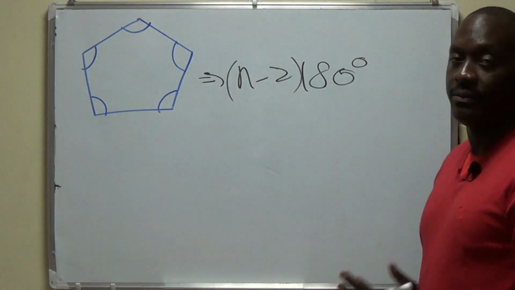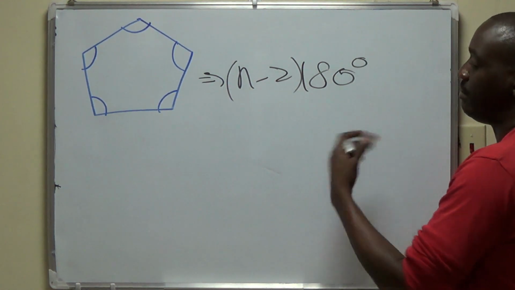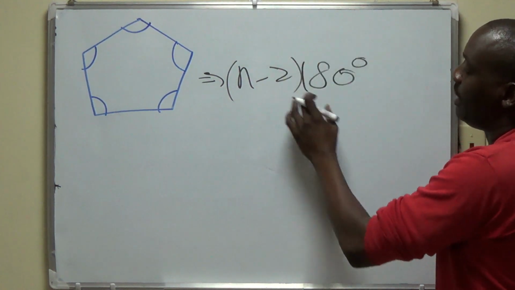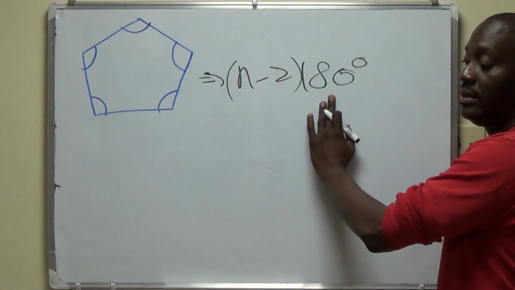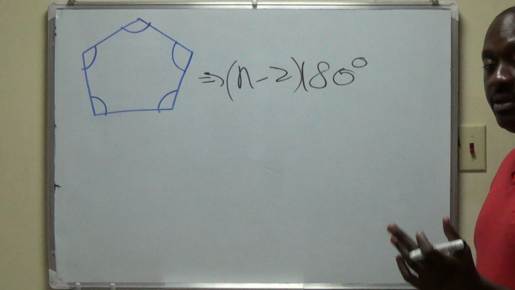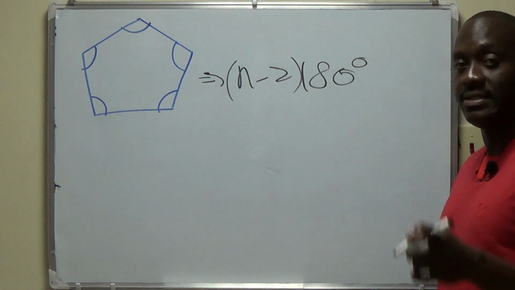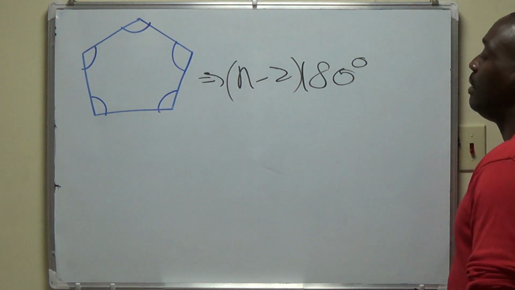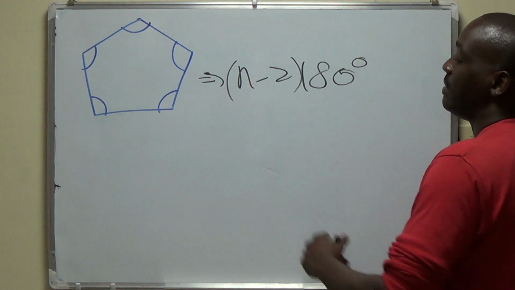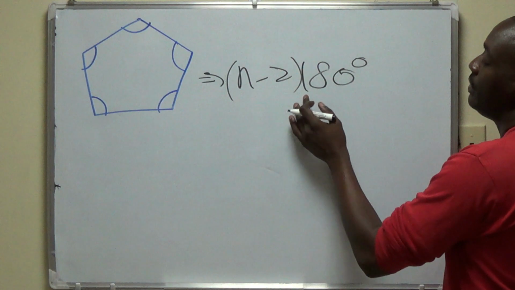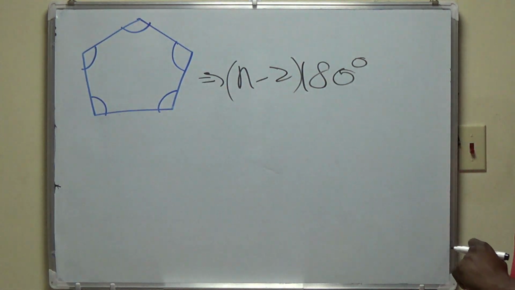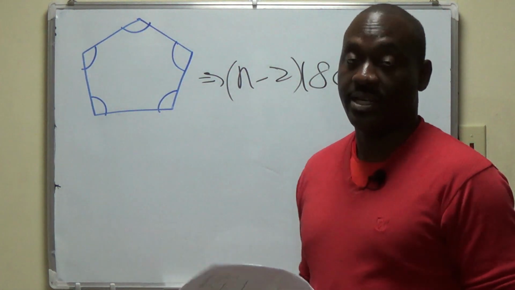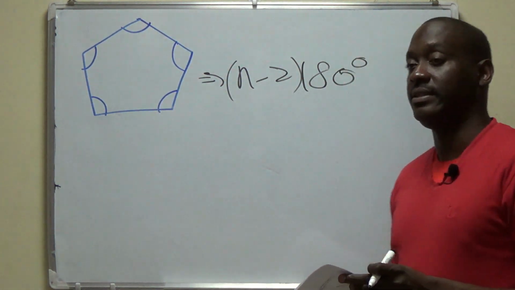So in the case of a triangle where the number of sides is 3, it will be 3 minus 2 is 1. 1 by 180 is 180 degrees. We all know and are familiar with the fact that the angles inside a triangle add up to 180 degrees. If it's a quadrilateral where your n is 4 sides, then 4 minus 2 is 2. 2 by 180 is 360 degrees. We are also familiar with the fact that all the angles inside a quadrilateral add up to 360 degrees.